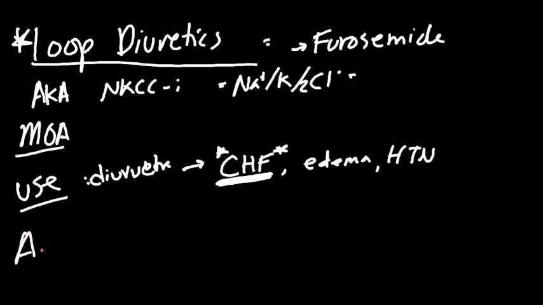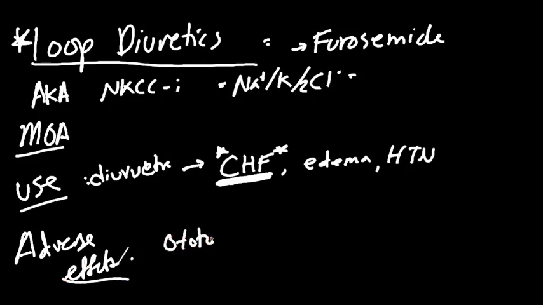There are some adverse effects. You're going to see ototoxicity. It's going to be toxic to the ear. Furosemide, you're going to be monitoring for ototoxicity. And this typically occurs only in IV use, so quickly administering furosemide. Oral route typically is a slower administration, so you won't have as high of a risk for ototoxicity.